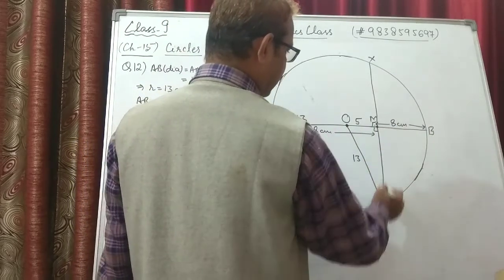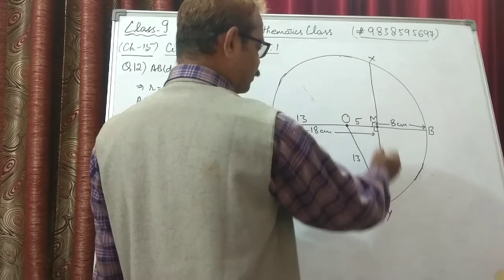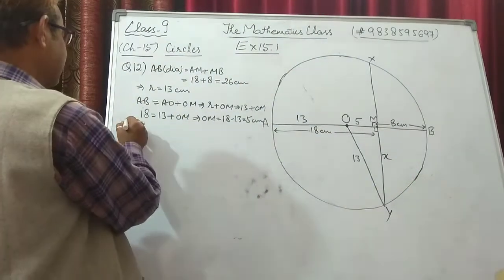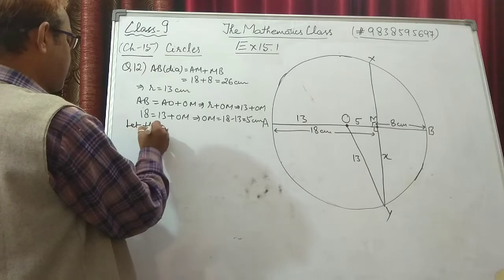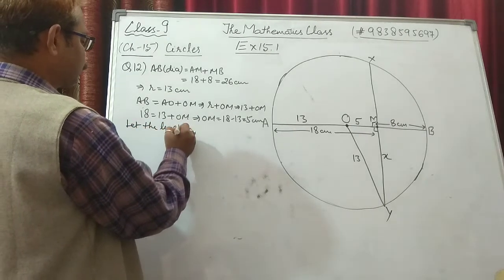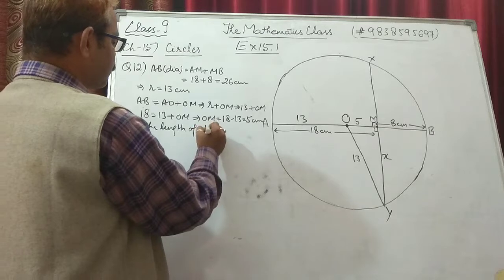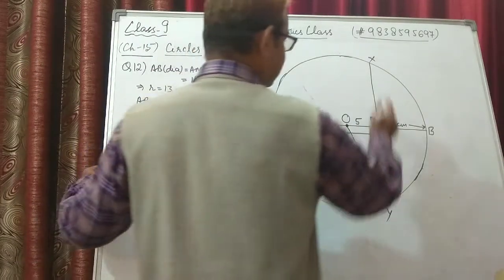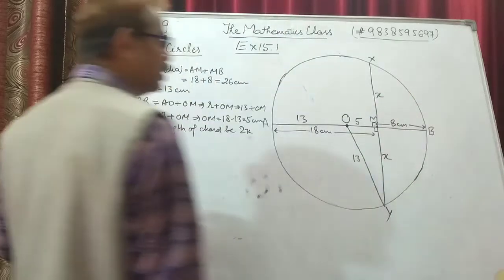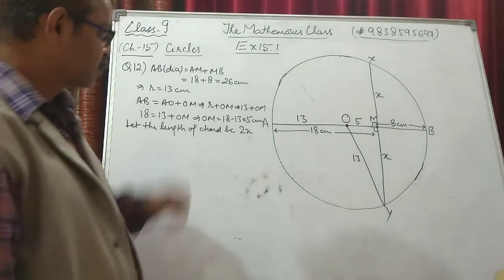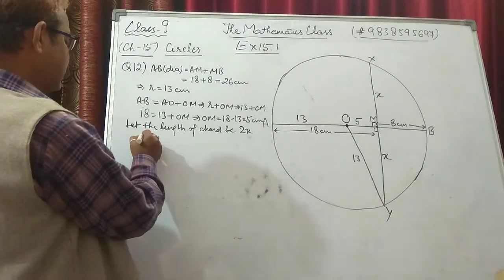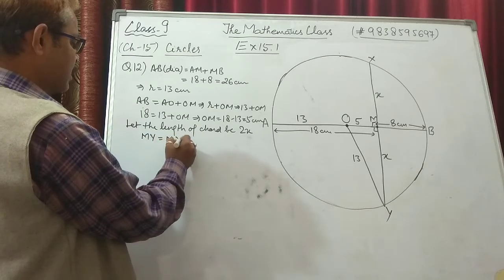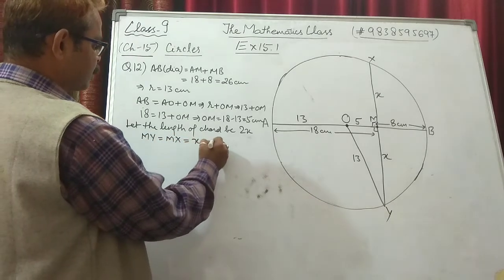Now we have to calculate MY, the length of half of the chord. Let us take it as x centimeters, or we can say let the length of the chord be 2x. This is x and this is x. We have to find the length of the chord. So the length of the chord will be 2x. So MY is equal to x centimeters.